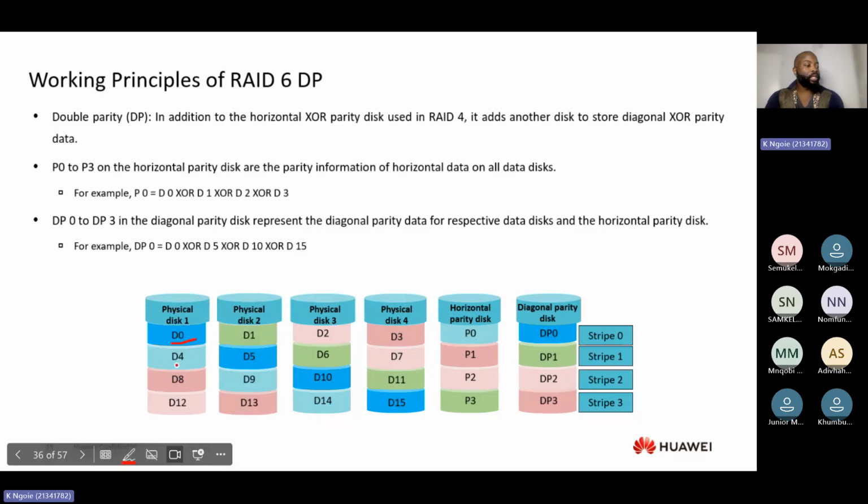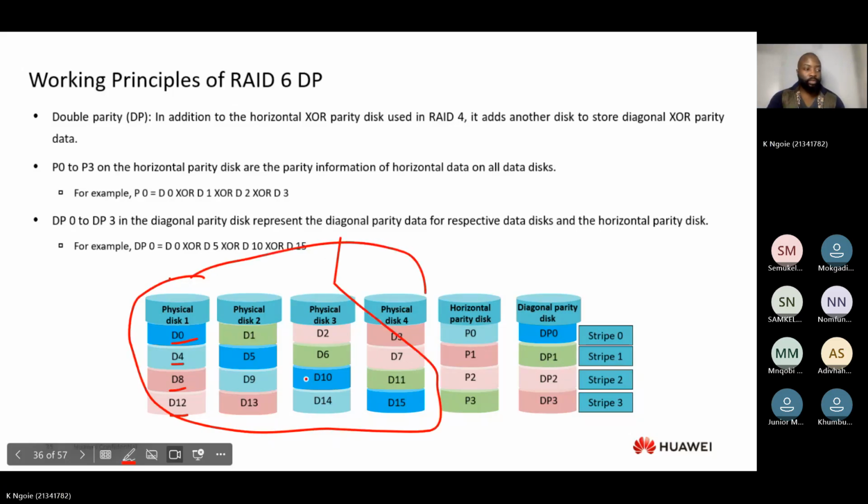Okay, so we have 1, 2, 3, 4. These are strips. You understand? So a strip is part of one disk. So this is a RAID group, right? So this is a RAID group. In this RAID group, we have 4 disks. Disk 1, disk 2, disk 3, disk 4.